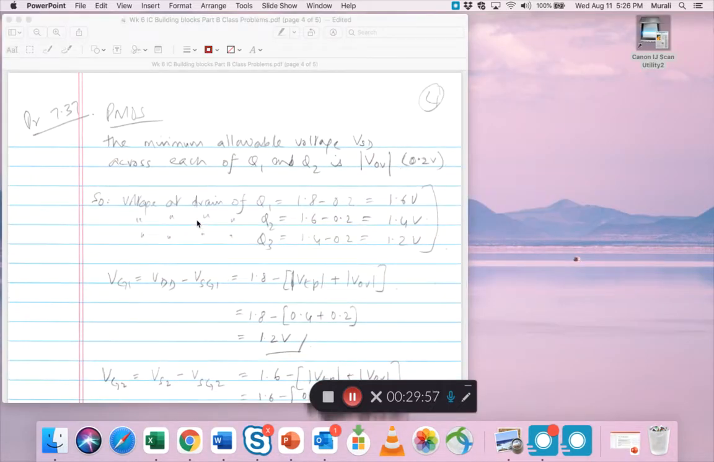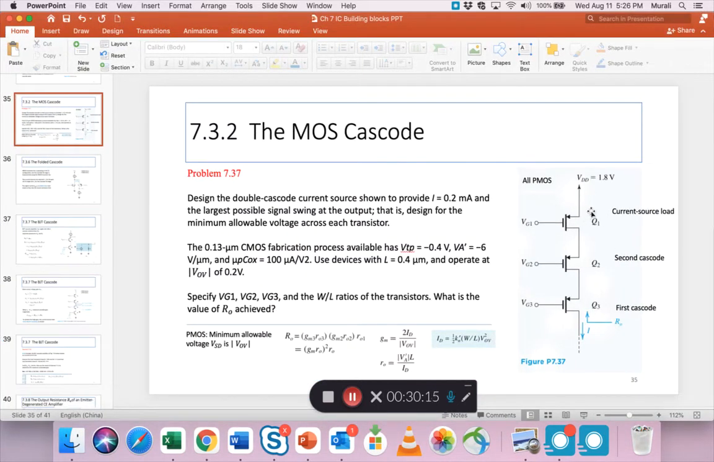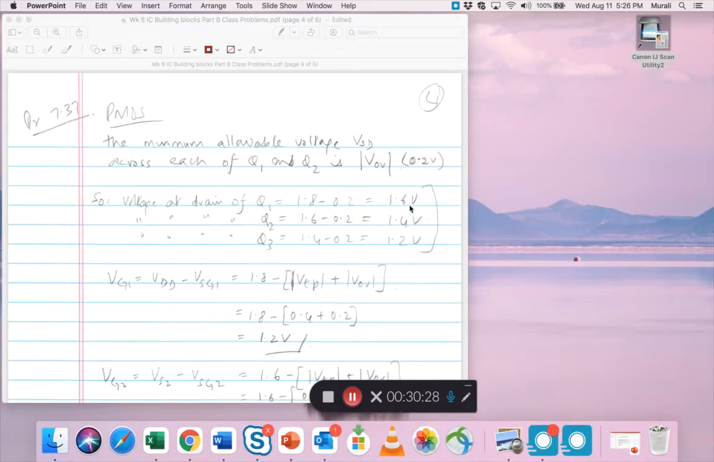Okay, so PMOS devices. The minimum allowable voltage V source to drain across each of Q1 and Q2 is 0.2, that is VOV. So the voltage at the drain of Q1: you start here, this is the source of Q1, drain of Q1, right? At this point, what is the voltage? 1.8 minus VOV, which is 0.2, so you get 1.6.